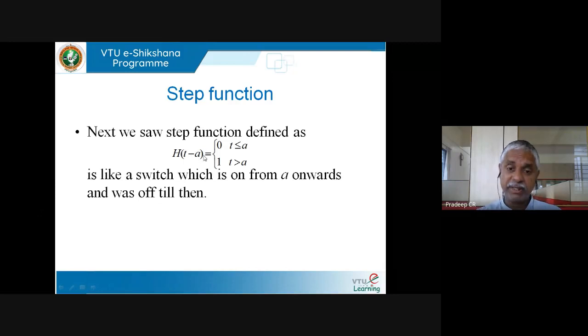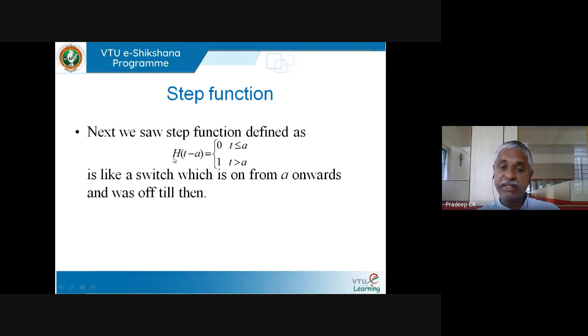Why I am telling you this is that you might get confused. Why am I writing h of t minus a? Normally I would write h of t. Why am I writing a? That is just a notation, that's all. It's going to become h sub a of t and give the same definition. No problem. But this notation has some advantages, as we have seen in some problems before.